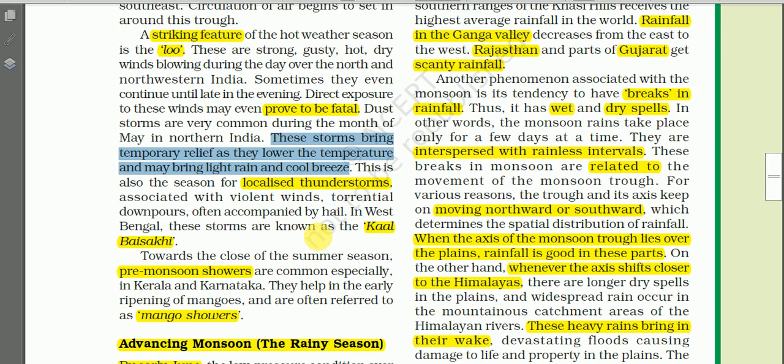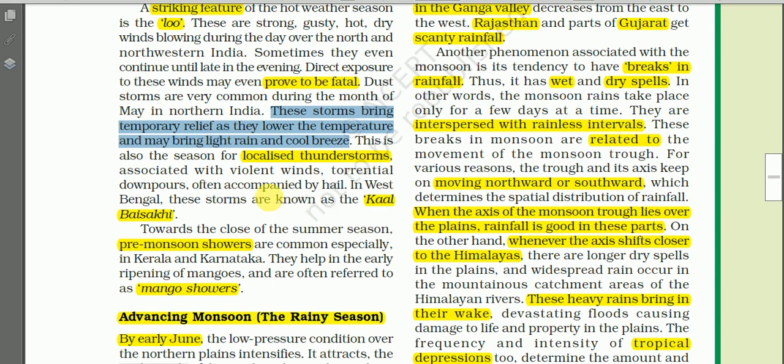And again, during this summer season, you may also experience localized thunderstorms associated with violent wind and torrential downpour, often accompanied by hail. In West Bengal, these localized thunderstorms are known as Kal Baisakhi.